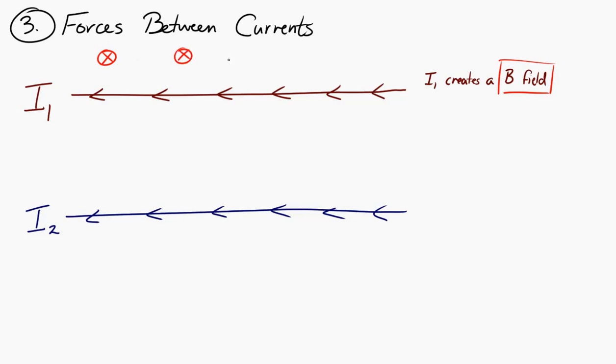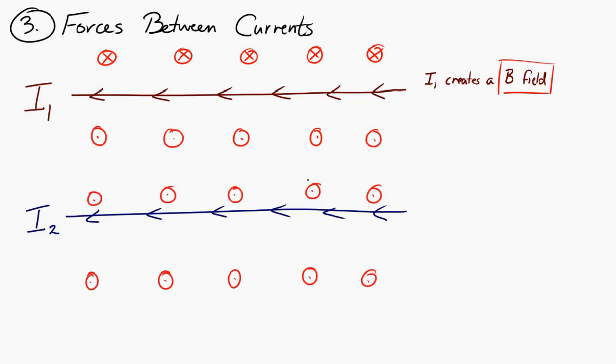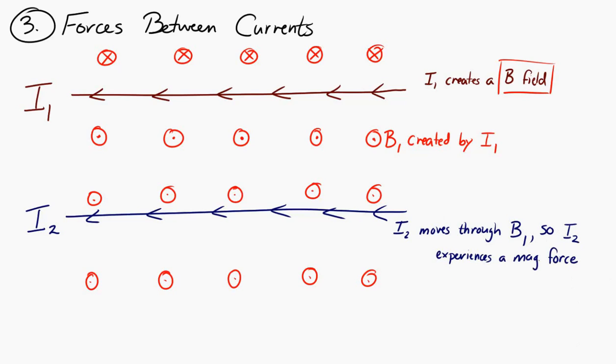Magnetic field on this side will be out of the page. Magnetic field on that side will be into the page. So what that means is current 1 creates a magnetic field, and current 2 is traveling through current 1's magnetic field. A current traveling through a magnetic field will experience a force. So we use our other right-hand rule to figure out the force on current 2. And the force on current 2 would be in this direction.